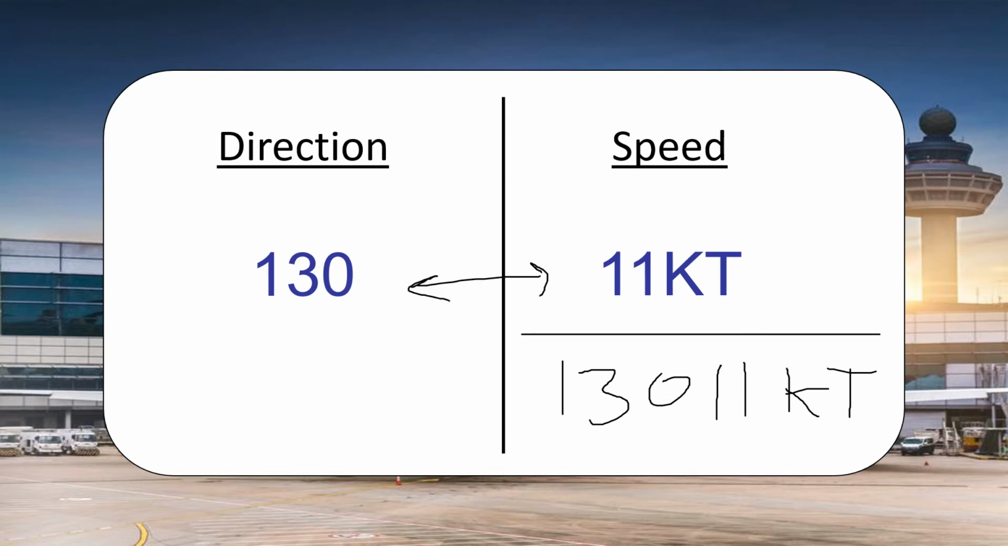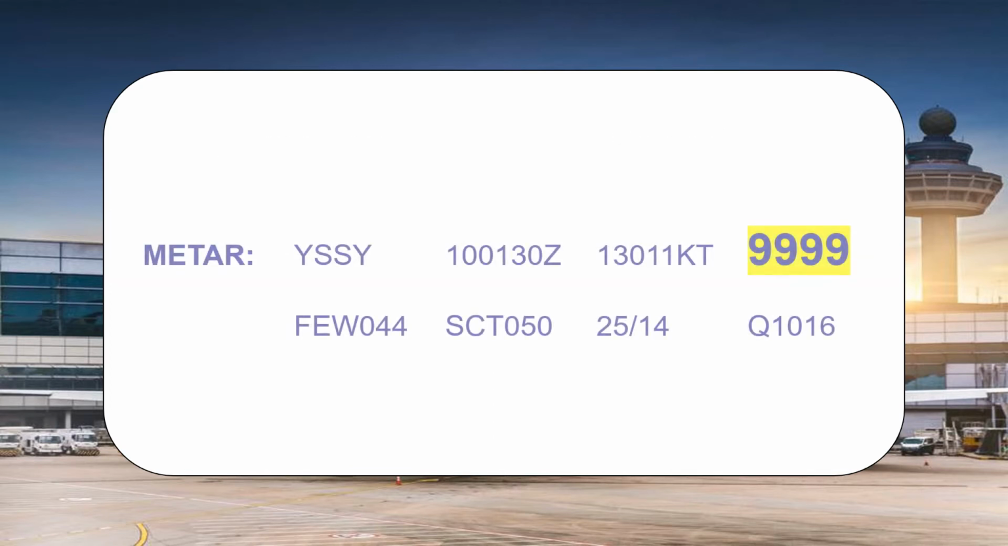Okay, so next up, I am going to explain to you visibility, which is these four numbers here. So 9999 basically means that it's greater than 9,000 meters visibility. So that is excellent visibility.